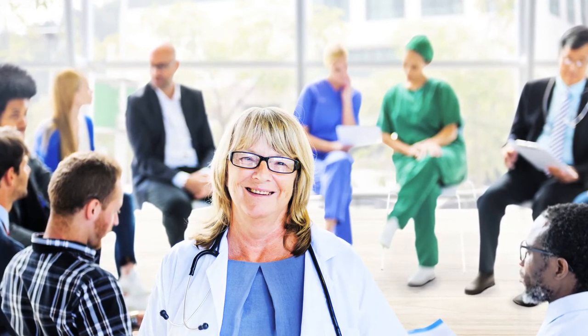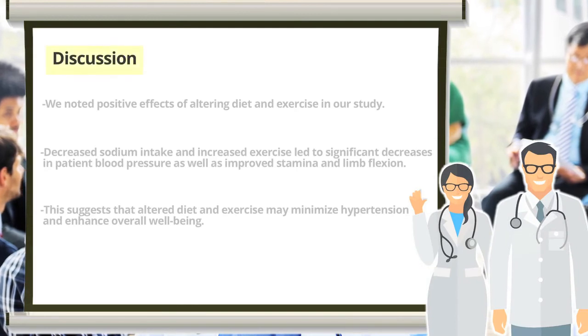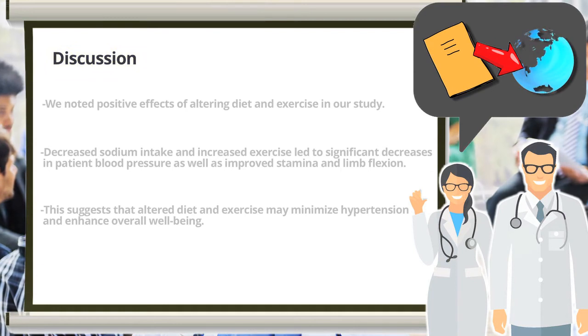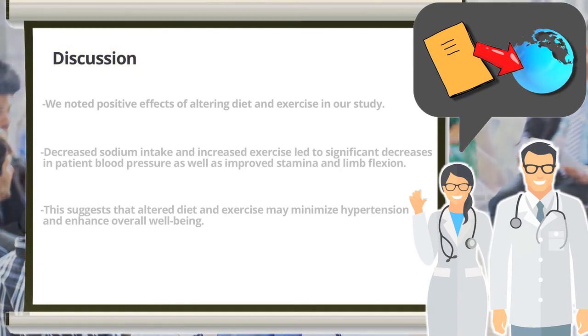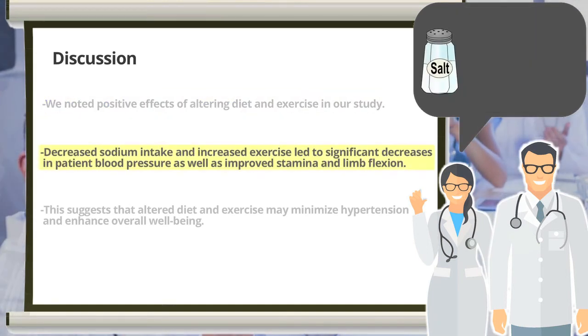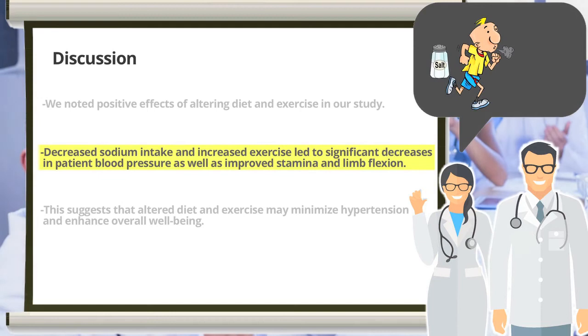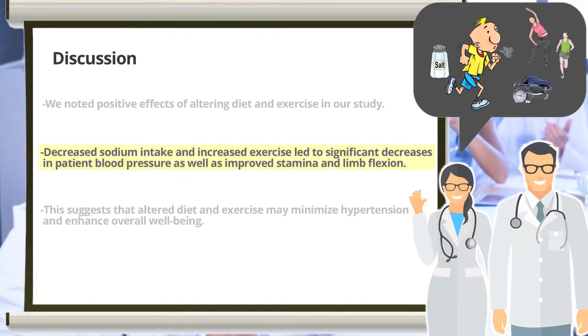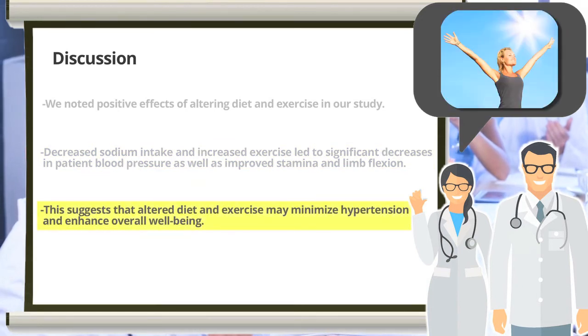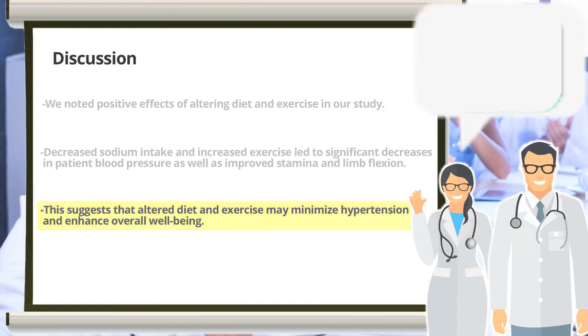At the close of your talk, you'll discuss the implications of your results, again in bullet point format. You'll provide some context for your audience on what your results could mean. In this case, you could list the following items. We noted positive effects of altering diet and exercise in our study. Decreased sodium intake and increased exercise led to significant decreases in patient blood pressure as well as improved stamina and limb flexion. This suggests that altered diet and exercise may minimize hypertension and enhance overall well-being.